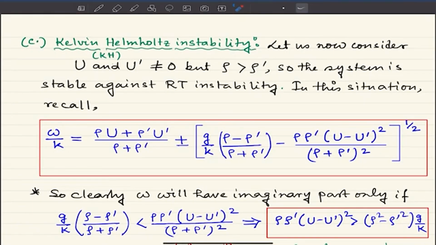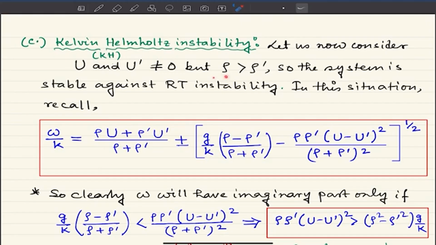Now the last one of the lot, after that we will end this discussion. The last one is the so-called Kelvin-Helmholtz instability. So what is that? For Kelvin-Helmholtz instability, we make u and u prime non-zero. But if they are non-zero and equal, then again this term will be 0, so we will always have stability. There is nothing interesting. So we will make them not only non-zero, but different.